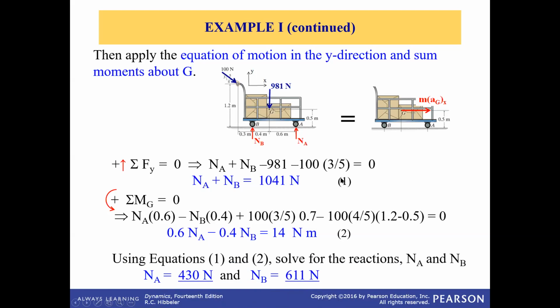Solving equations 1 and 2 gives you NA to be 430 and then NB to be 611 newtons. These are what you're looking for. You probably realize at this point that the x direction equation of motion, actually, if you don't do it, that doesn't matter, right? Because for the y equation of motion plus the net torque, or net moment, equal to 0, you'll be able to solve for the two unknowns.